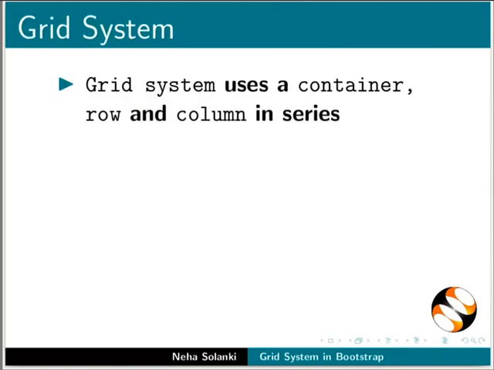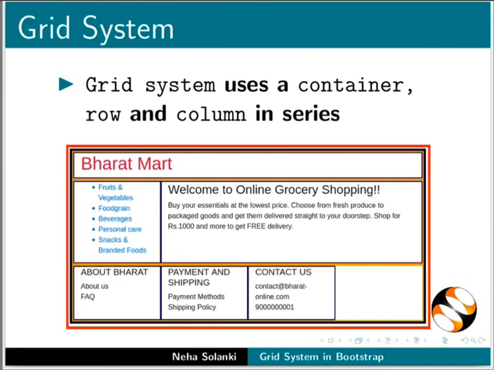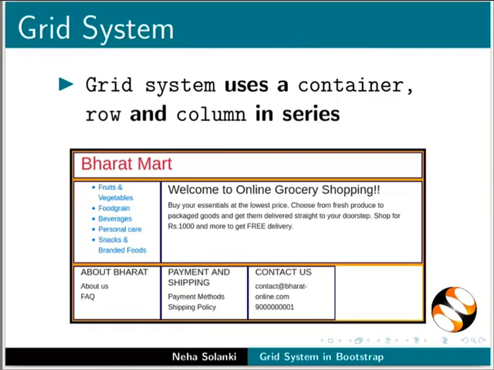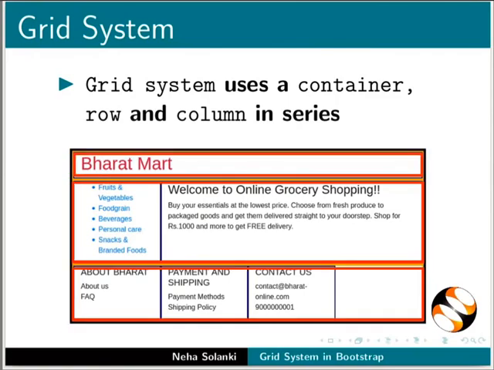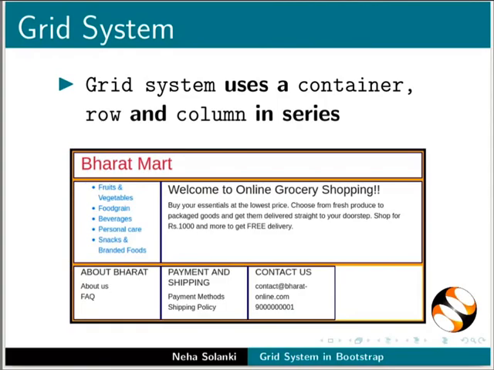Grid system uses a container, row, and column in series. We will create a layout as shown here at the end of this tutorial. First, a container is created using .container-lg class. Inside this, rows are created using .row class. Inside the row, columns are created using column classes. Row is used as wrapper for columns. In this layout, the first row has one column, the second row has two columns, and the third row has three columns.